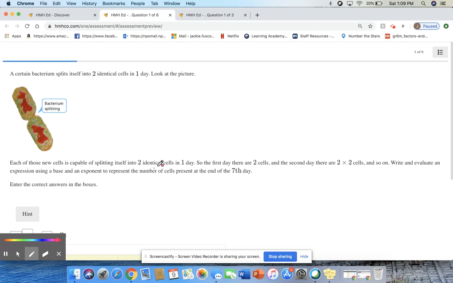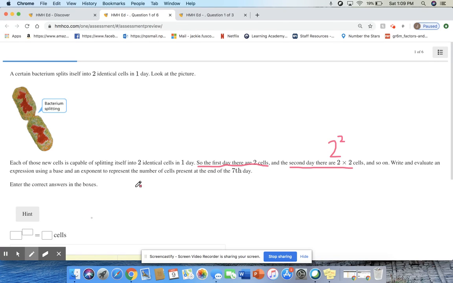So it tells me here that the first day there are 2 cells. And the second day, there are 2 times 2 cells. How would I write 2 times 2 in exponential form? Well, the number 2 is being multiplied. That's my factor. And it is being multiplied 2 times.